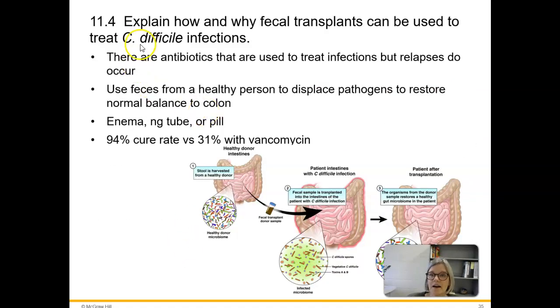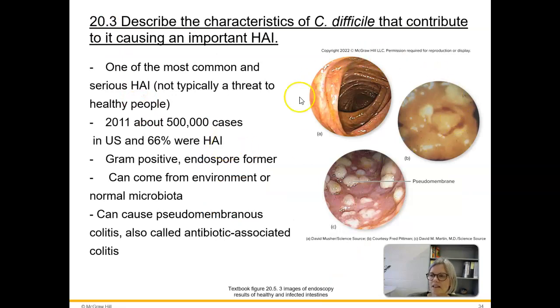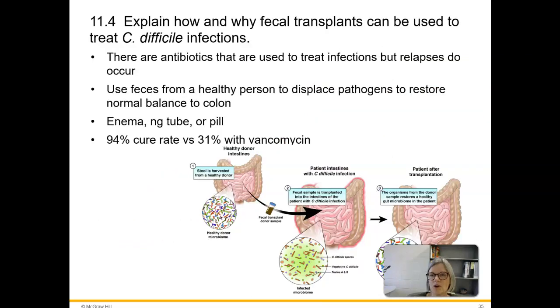Here's the next learning outcome. It says, explain how and why fecal transplants can be used to treat C. diff infections. If you're looking at your lecture study guide, it's actually at the end of the section 11.4 learning outcomes. I just thought it made more sense to move it up here, even though it was in that chapter. I wanted to connect this C. diff diarrhea, pseudomembranous colitis, with one of the treatments that's being used more and more.